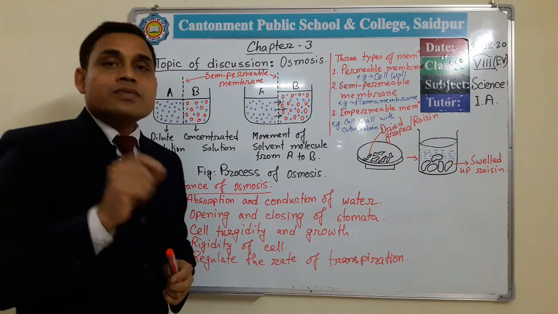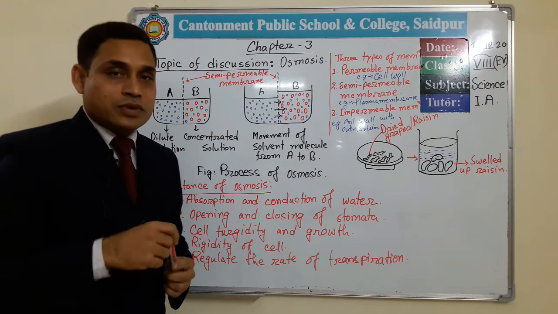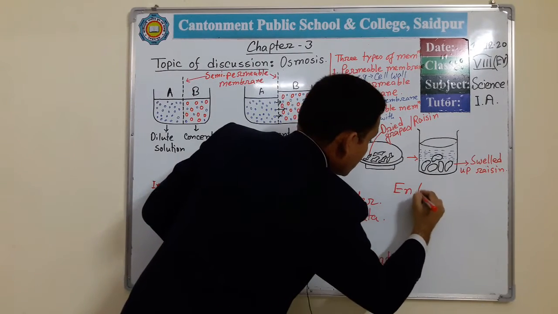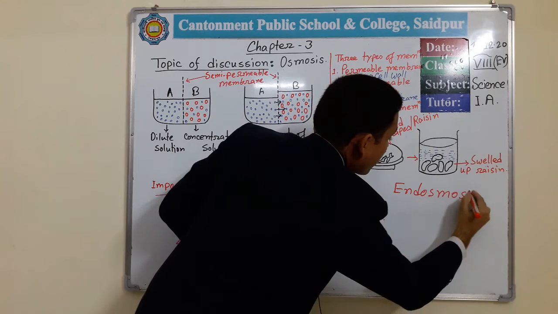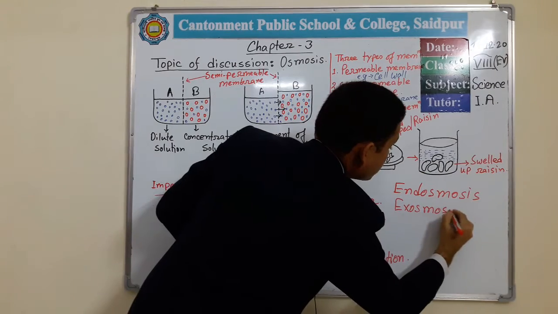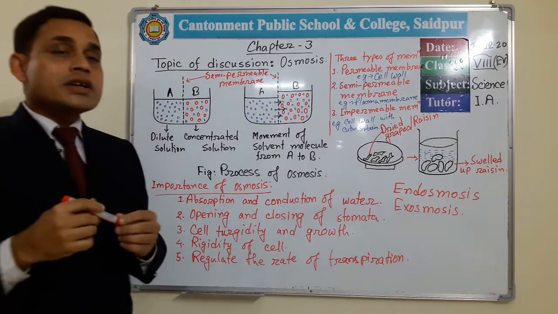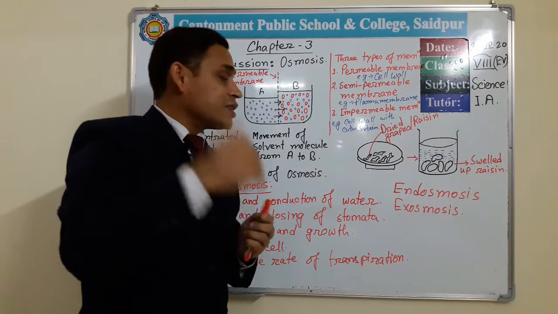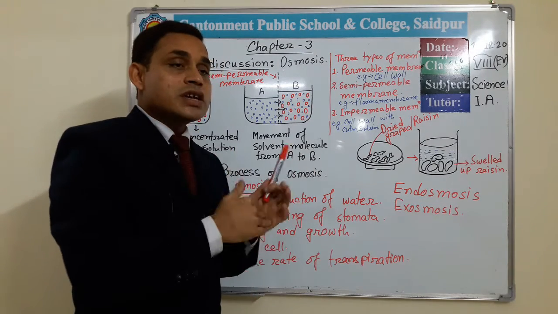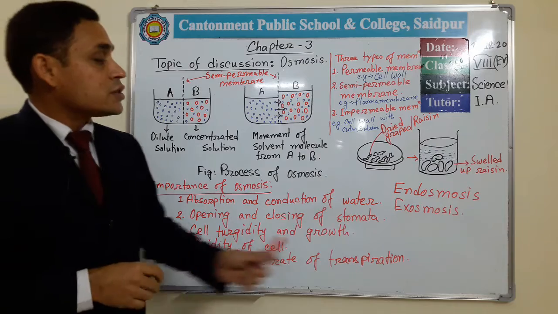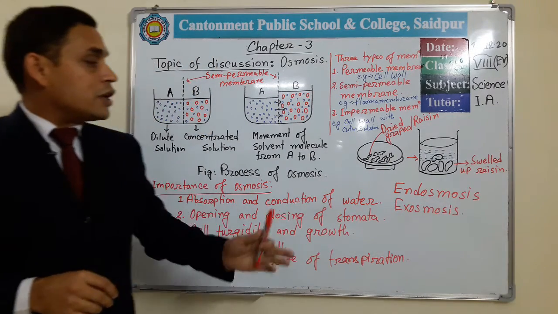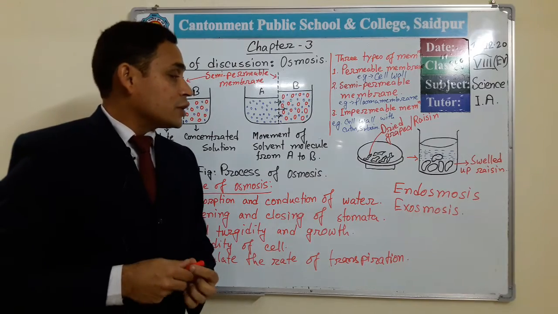This is the types of osmosis. Osmosis is of two types. This is not present in your book. One is endosmosis and the second one is exosmosis. This is very easy. When water enters from outside to the inner side of the cell, this is endosmosis, and when water comes out from the cell to the outer environment, this is called exosmosis. This is not mentioned in your book, but if you learn this, it will help you in future.